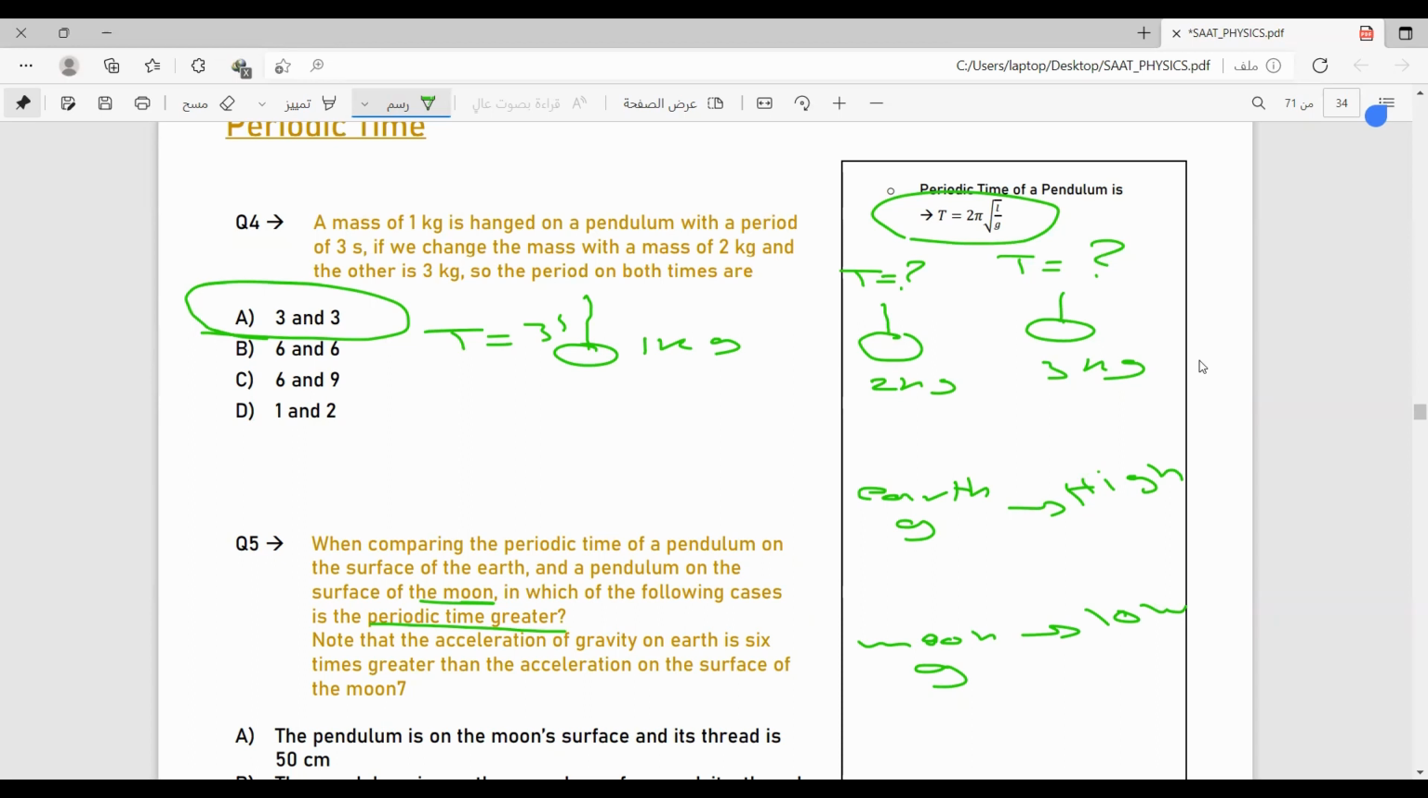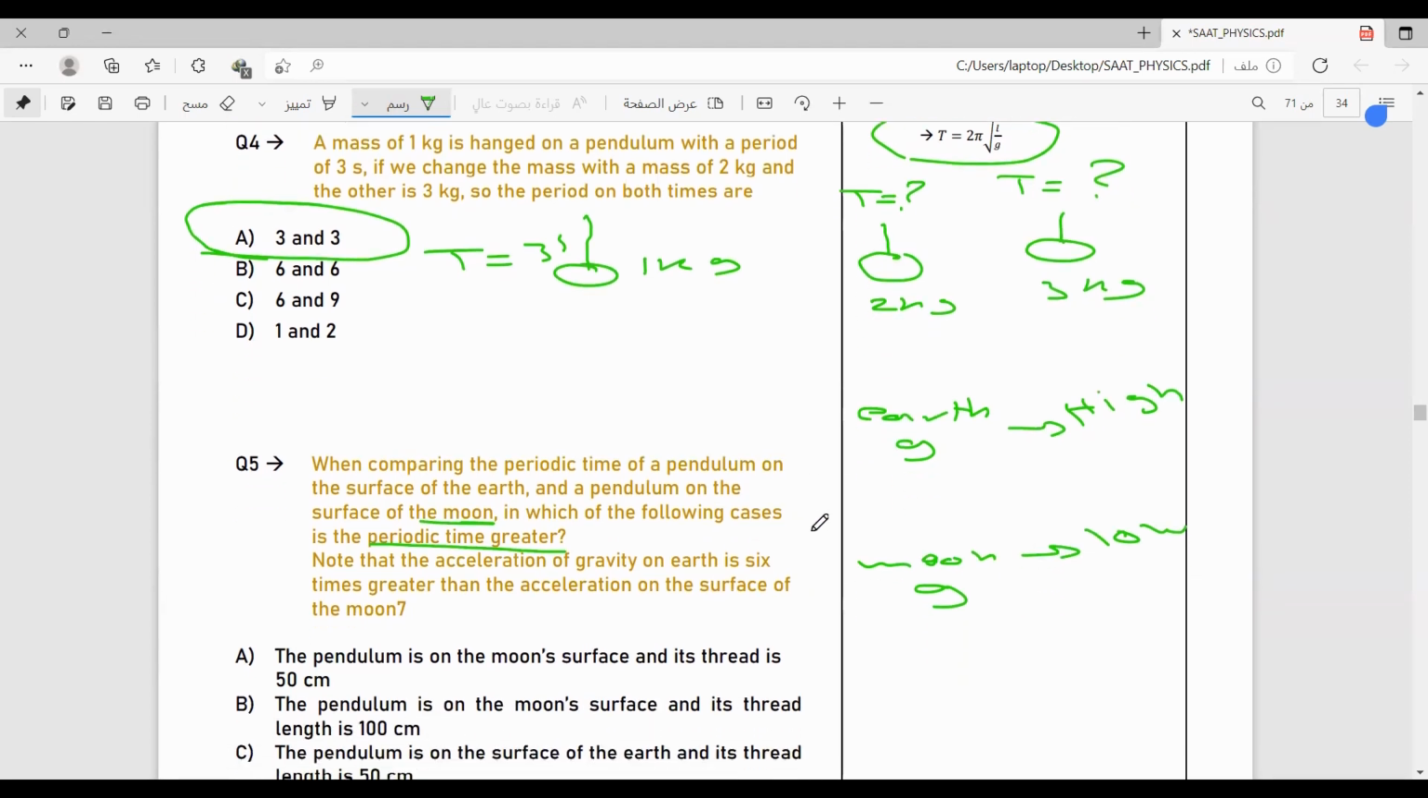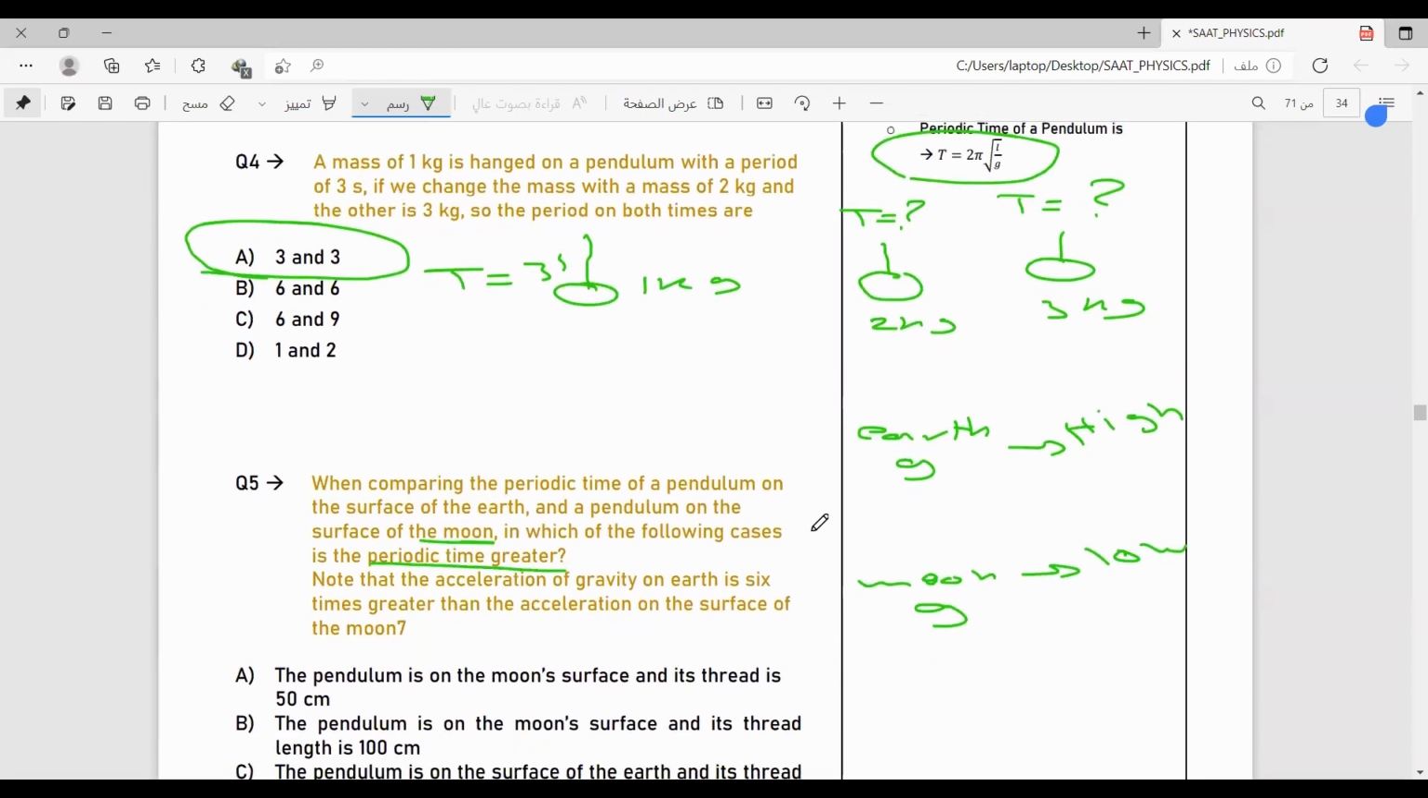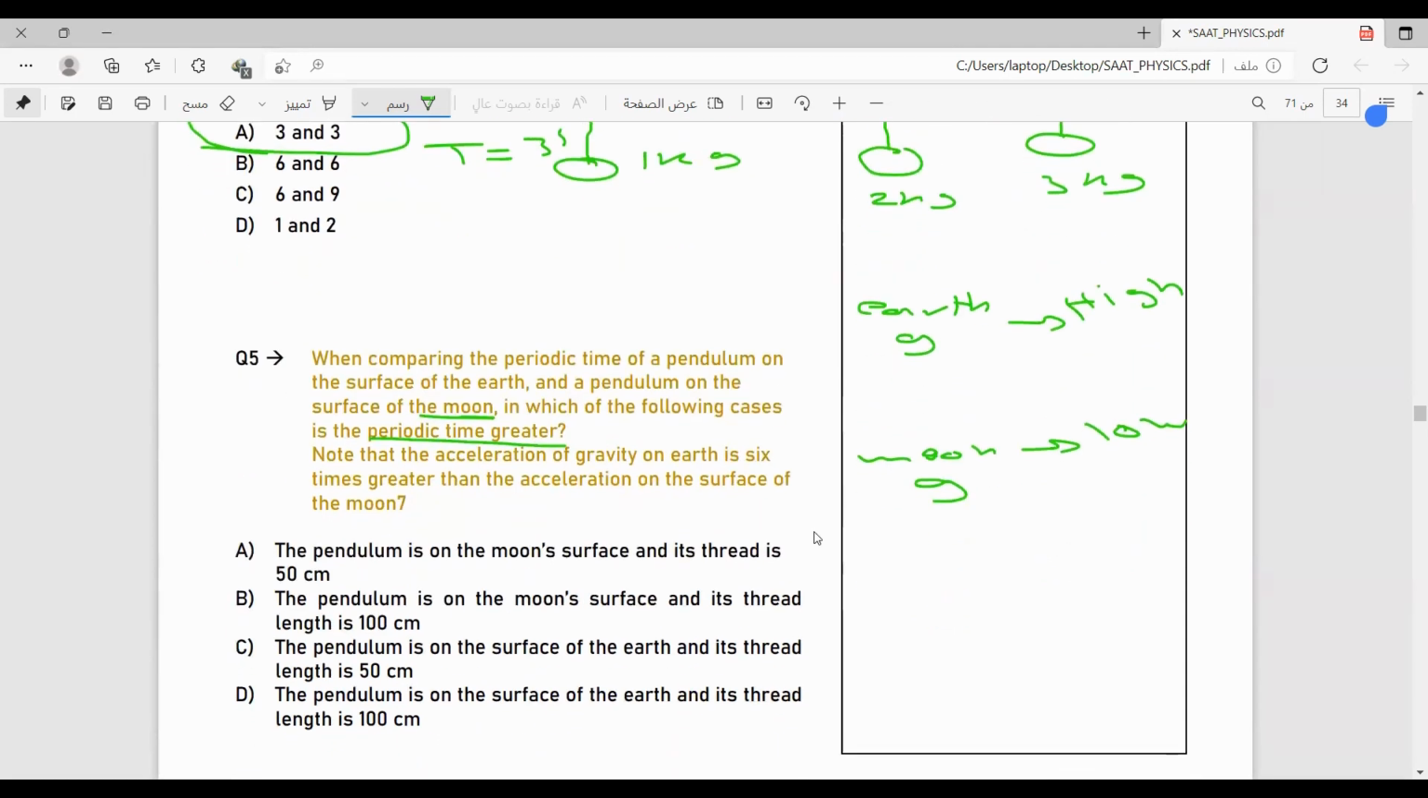Okay, let's see now the options. It's inversely proportional. Yes, exactly. This is terminology in physics. Inversely proportional means that if one parameter is high, the other parameter will be low, and vice versa. Now, in which case is the periodic time greater? We want the periodic time to be high. On the moon, the G is low, so the periodic time is high. So the periodic time of the moon will be high.